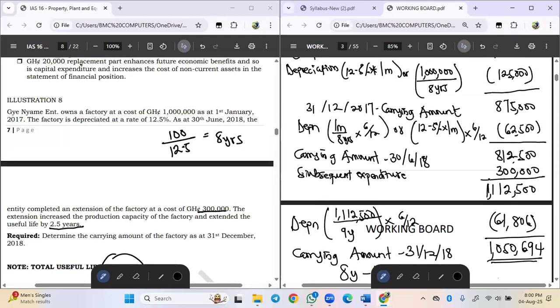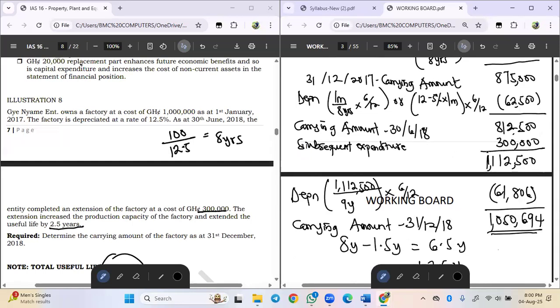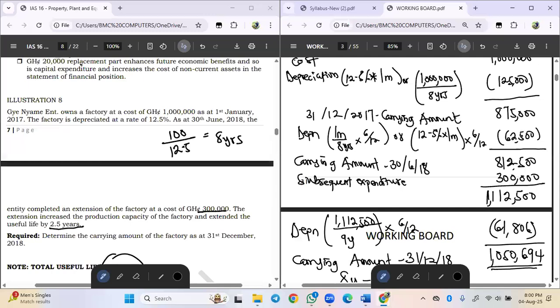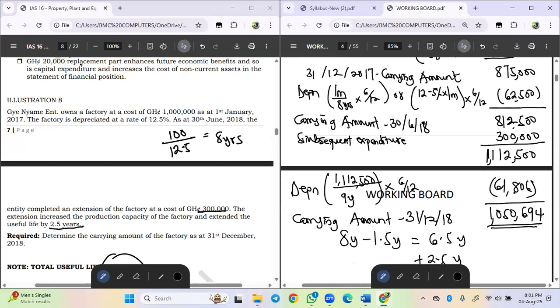So with this same question, if you were asked to prepare the extracts for 2018 alone, you are going to have two depreciations. Because one was the previous one before the subsequent expenditure, the depreciation we calculated. So that one was 2018. Where is the depreciation? That's the 62,500, because that was the half of the year, and the other half is 61,806.